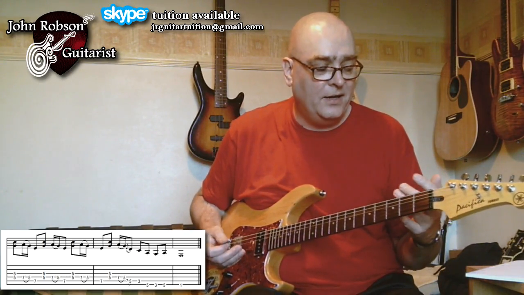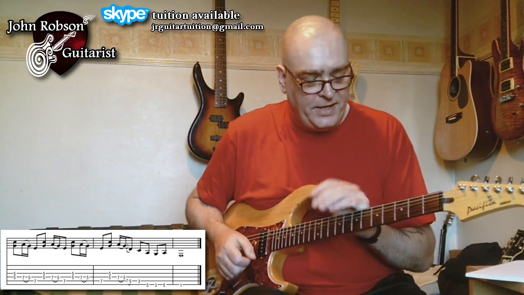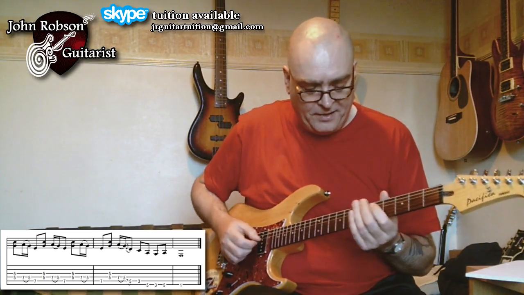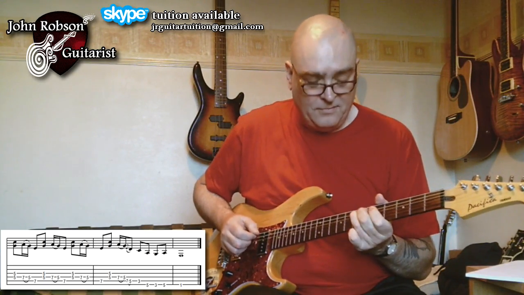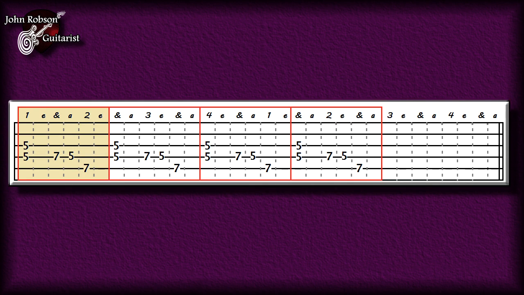And the final little thing which makes this lick work, and you can use this anywhere really, it doesn't have to be as an ending lick, is a little trick called rhythmic displacement. Basically what he's doing is playing this little repetitive figure. Okay, and that lasts for 1.5 beats. So when you play it to begin with, you'll notice in this graphic here, it starts on the 1 and then finishes halfway through beat 2.